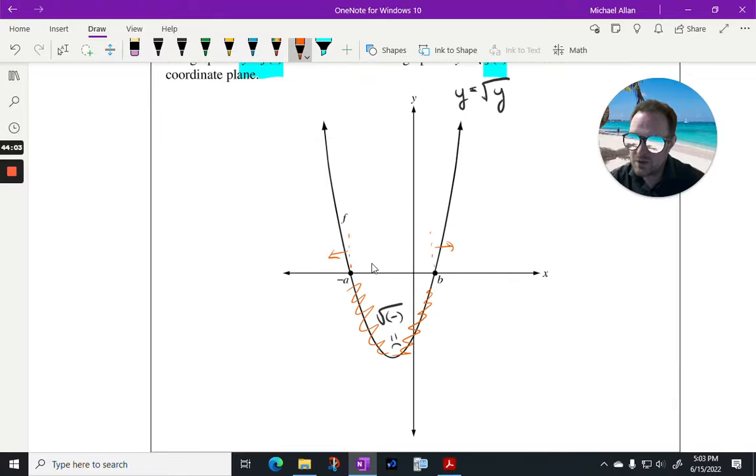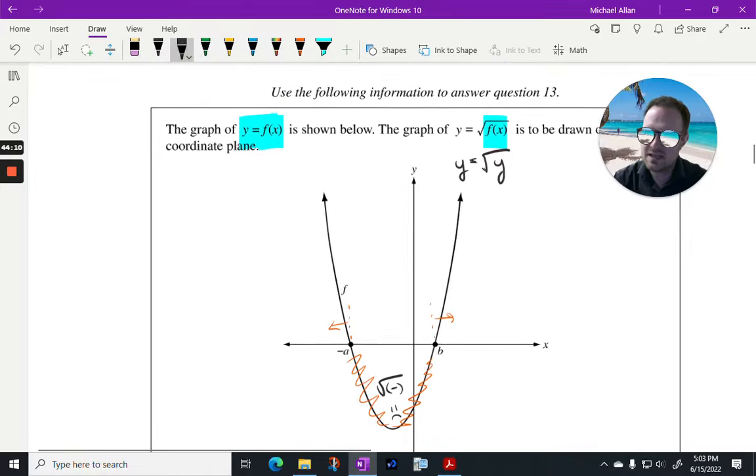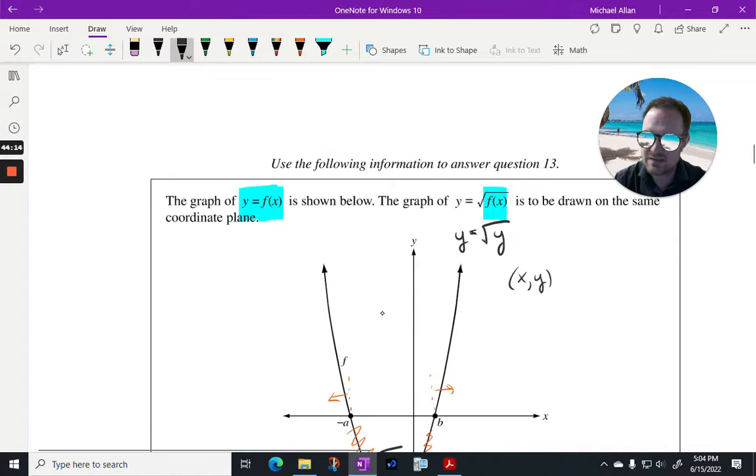But now we have to remember, how do I get invariant points? If this is my mapping, I'm just taking my y values, but I'm leaving my x values the same. Okay, so I'm going to go x, the square root of y. Now, if I have a 1 in there, what's the square root of 1?